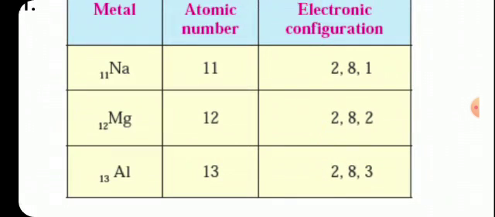Aluminium has atomic number 13 and the electrons are distributed like this. K shell has 2 electrons, L shell has 8 electrons and M shell has 3 electrons. So mostly metals have 3 electrons as the maximum number.